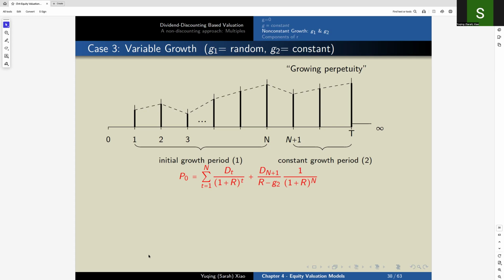At that point, we calculate the terminal value, which is the price at the start of the constant growth phase. That terminal value equals the dividend in year n+1 divided by the difference between the required return and the constant growth rate. Finally, we discount that terminal value back to today along with the early dividends. So the stock's value today equals the present value of the dividends during the high growth phase plus the present value of the terminal value at the transition point.